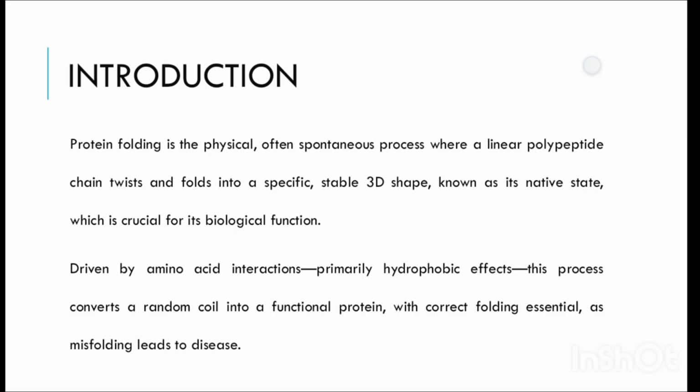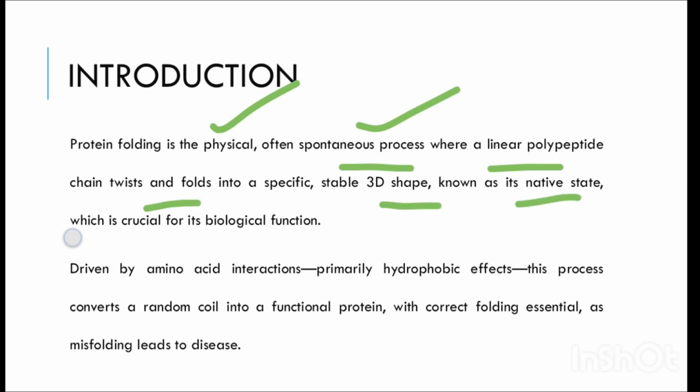Protein folding is a physical process, often spontaneous because it occurs automatically, where a linear polypeptide chain, which is the result of translation, twists and folds into a specific stable 3D shape, known as the native state of that particular protein, which is crucial for its biological function. To play a particular function, the protein has to fold into a specific 3D shape, called its native state.